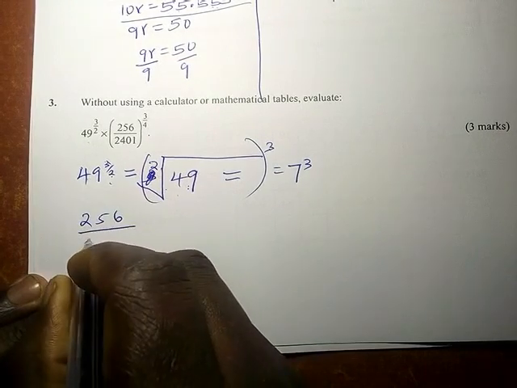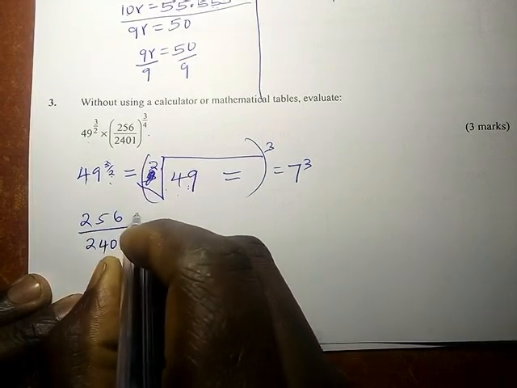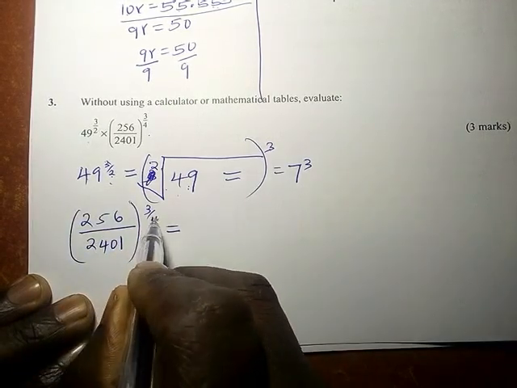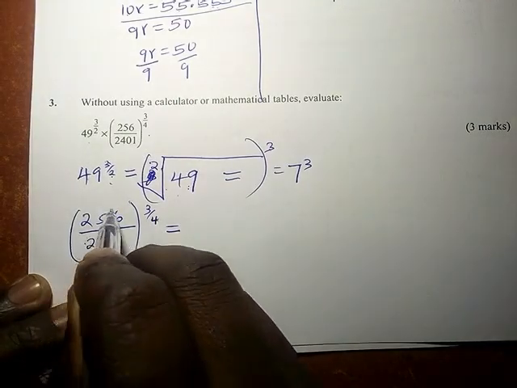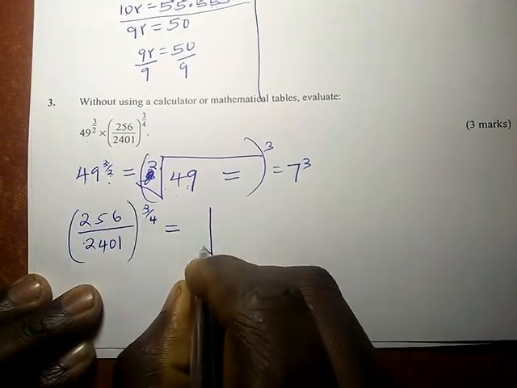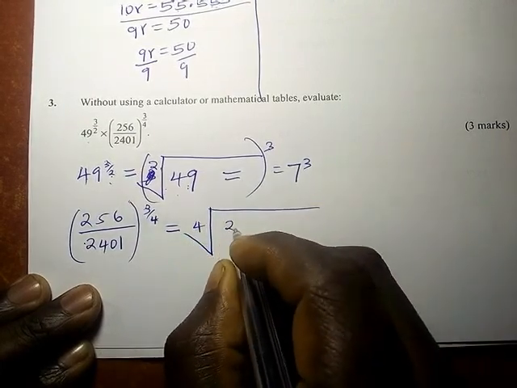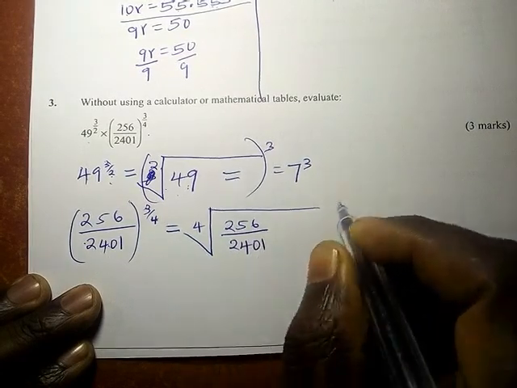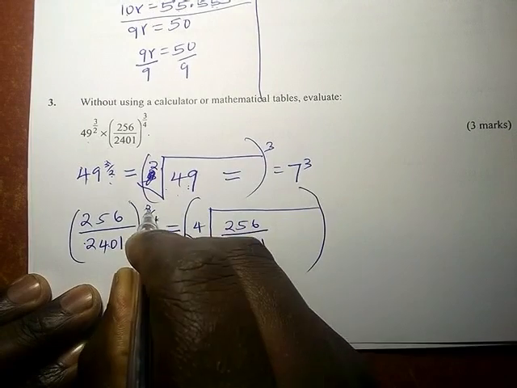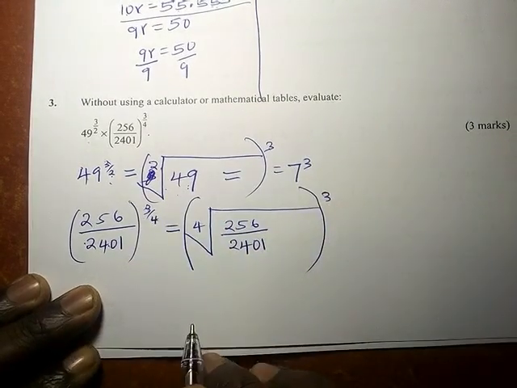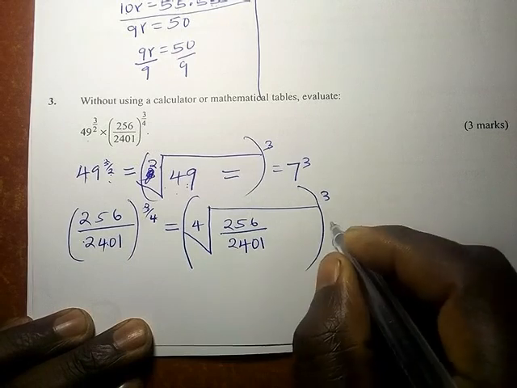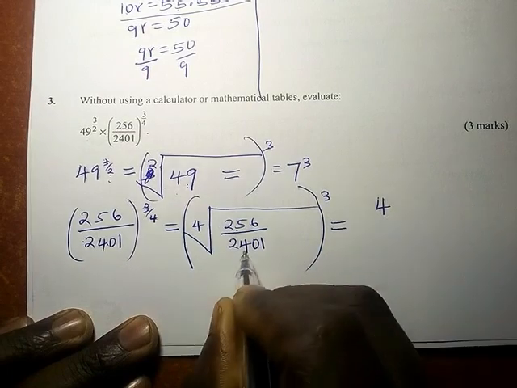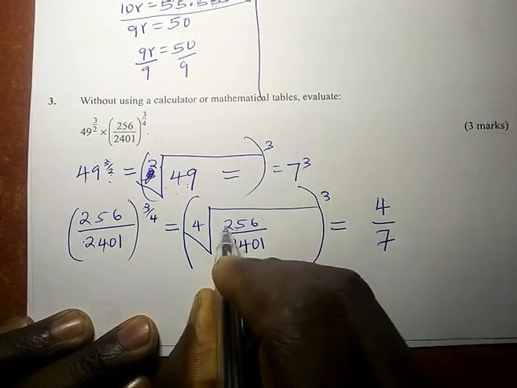256 divided by 2401, raised to power 3 over 4. The lower number is 4, which means the fourth root of this number and then raised to power 3. The fourth root of 256 divided by the fourth root of 2401, and everything raised to power 3. That's what it means. So here, the fourth root of this one is 4. The fourth root of this one is 7. I have found these inside the fourth root.